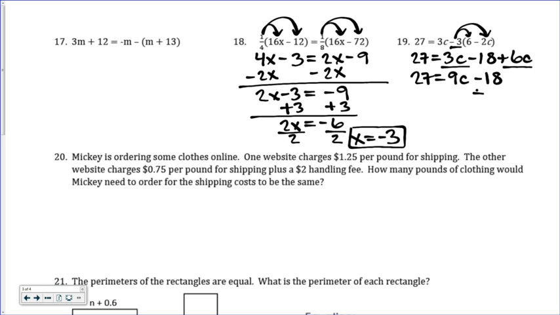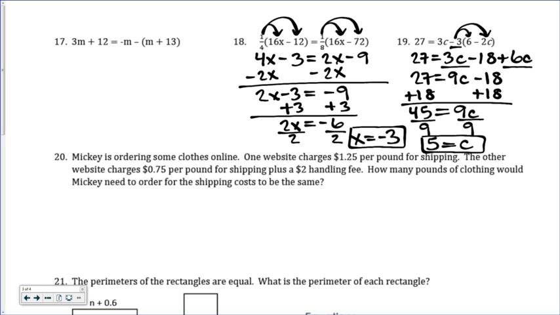Make my 0 pairs, add 18 to both sides. 27 plus 18 is 45. Bring down 9c. Can divide by 9, and I should end up with 5. Remember, you can always plug that back into your equation. Substitute 5 for c, and solve it to double check to make sure that your answer makes sense.